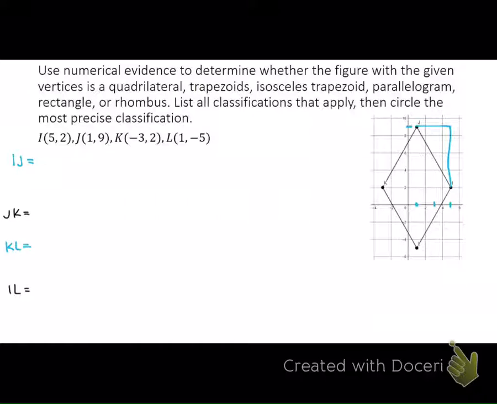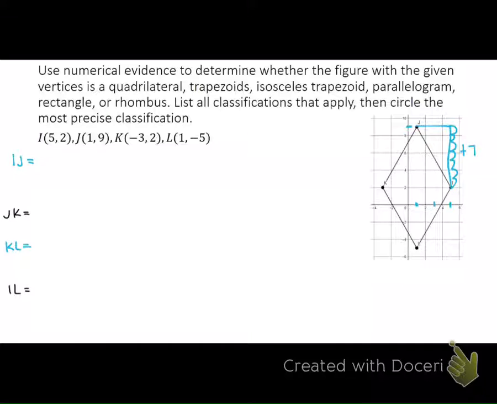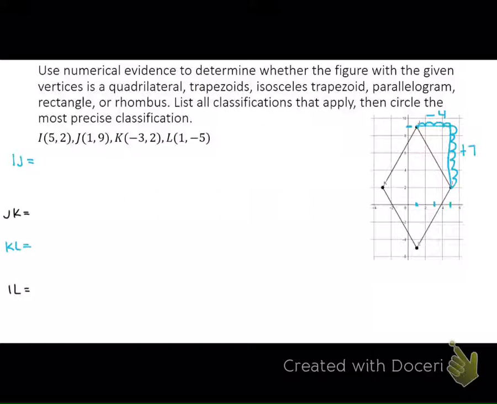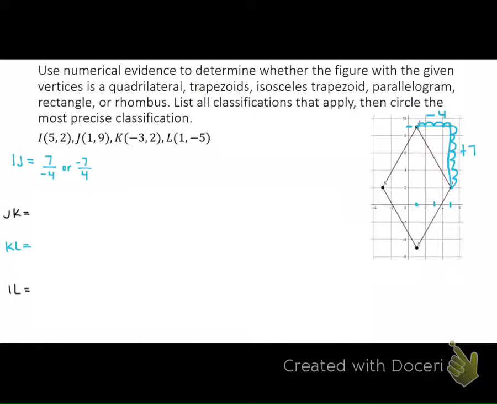So how many is it up from 2 to 9? So they go up 1, 2, 3, 4, 5, 6, 7. To the left, 1, 2, 3, 4. So that's -4. So you see how you can count your slope on the graph there? It's y over x, so that's negative. So it's 7 over -4 or -7 over 4. Those are the same thing. Because from 2 to 9 is 7. From 1 to 5 is 4. You do not have to do it this way. I'm just showing you guys another way.